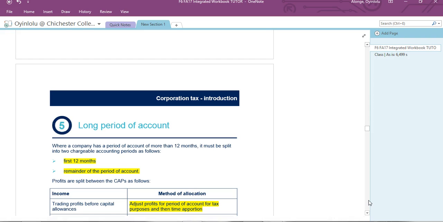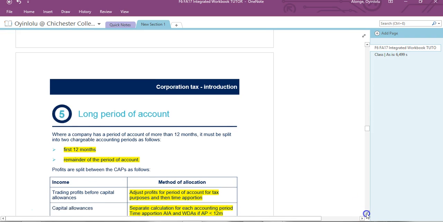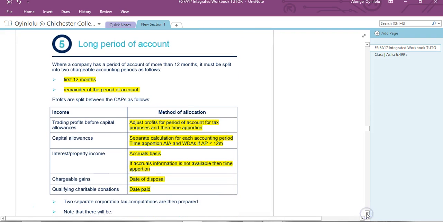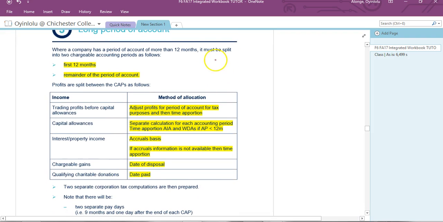Then here we are. This talks about what I was saying earlier on, that we have to separate the period. This is the thing of a long period of account. You can't have anything longer than 12 months. So in the first 12 months, and then 3 months, you have to deal with things fairly. In terms of profits, you split it over the 12 months and 3 months. Capital allowances, like I said, you deal with in the natural way: do 12 months, do the tax written down value, carry that forward, and then carry on.